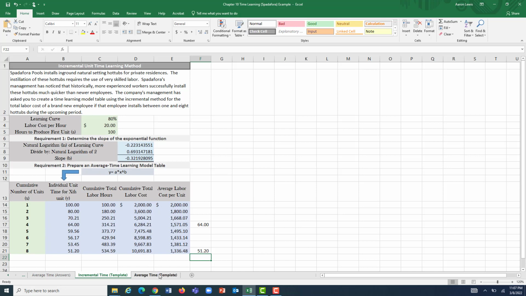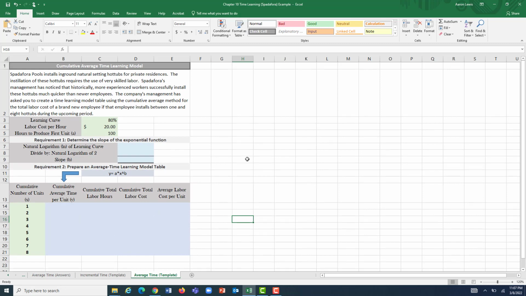It's incredibly similar, and it's the average time method. We have the same information here, but now instead of doing incremental time, we're going to do average time. Well, we can start off the same way. The natural log of the learning curve is equal to ln of 80%. The natural log of 2 is ln of 2. And then we find our slope by taking the log of the learning curve and dividing it by the log of 2.